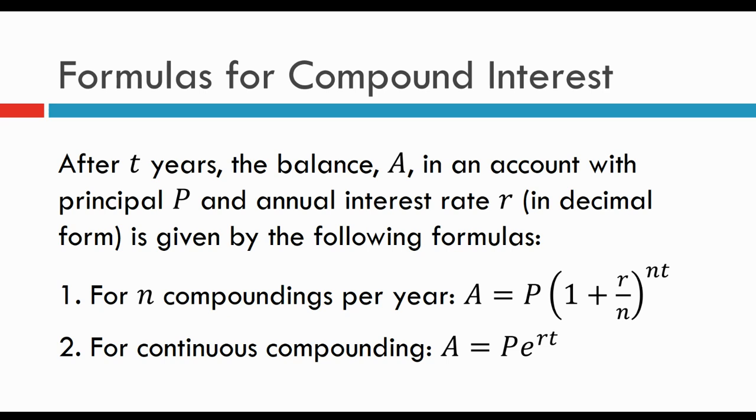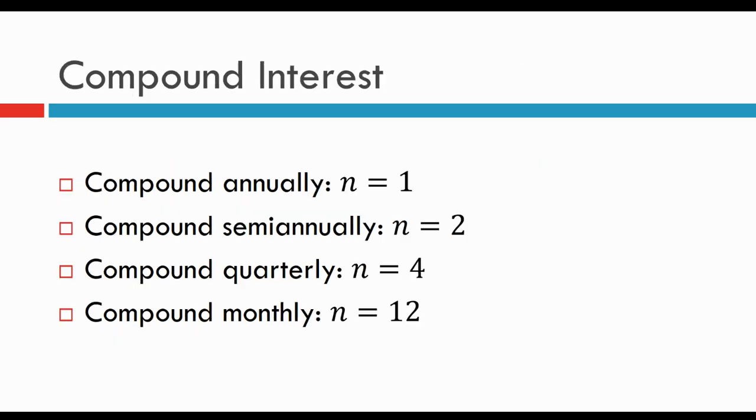Anytime you hear or see the word continuous, we know we want to have a base of e. However, if we have other vocabulary words and we're talking about compounding, we're going to be using that first formula where we have to know what n is. So a quick reminder: if we're compounding annually, then n equals 1. Semi-annually, n equals 2. Quarterly, n equals 4. And monthly, n equals 12.